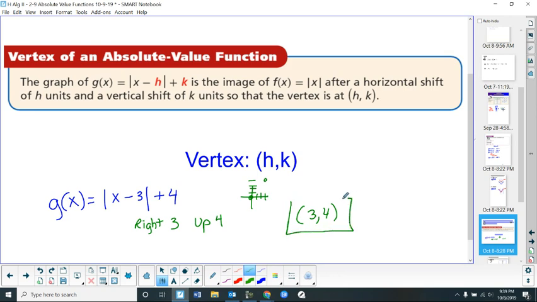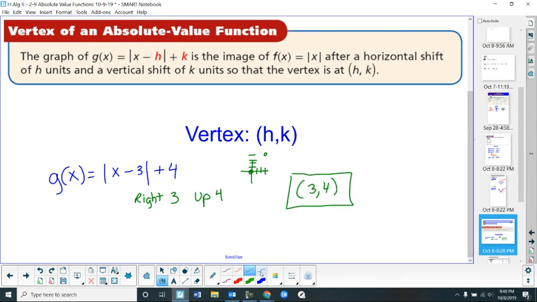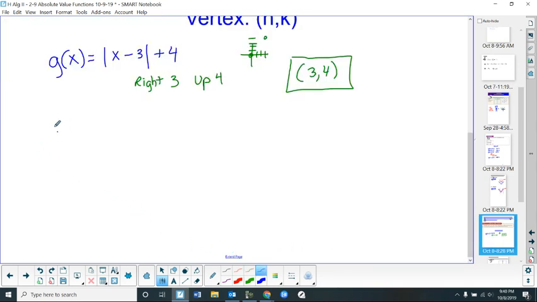So I always just think about what happened to this. Now, they have g of x is equal to absolute value of x minus h, because this is always opposite in here, plus k. So this would be a vertex of 3. It's opposite here, 4. So if you want to use the formula, use the formula. If you want to just think of which way it's shifting, that's the way I like to do it.